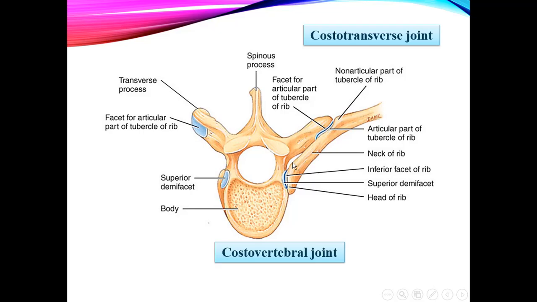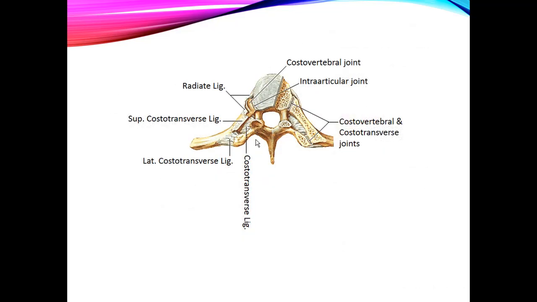And here in this space between the costal neck and transverse process, we've got another ligament named the costotransverse ligament. Okay, so remember that here we've got the costotransverse ligament between the costal neck and transverse process, and also we've got the lateral costotransverse ligament, which is attached to the non-articular part of the costal tubercle.